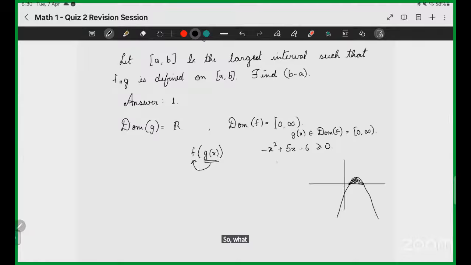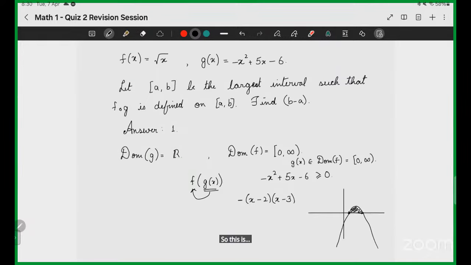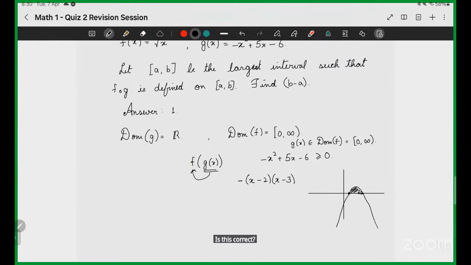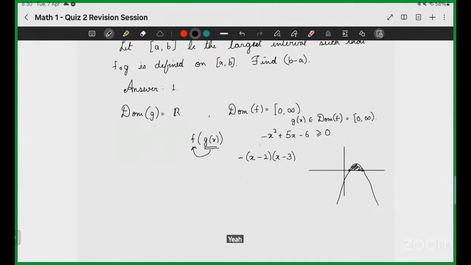So what are the roots of this quadratic equation? 2 and 3. Directly from here, you'll know that between 2 and 3, you're good. So the largest possible domain is this.